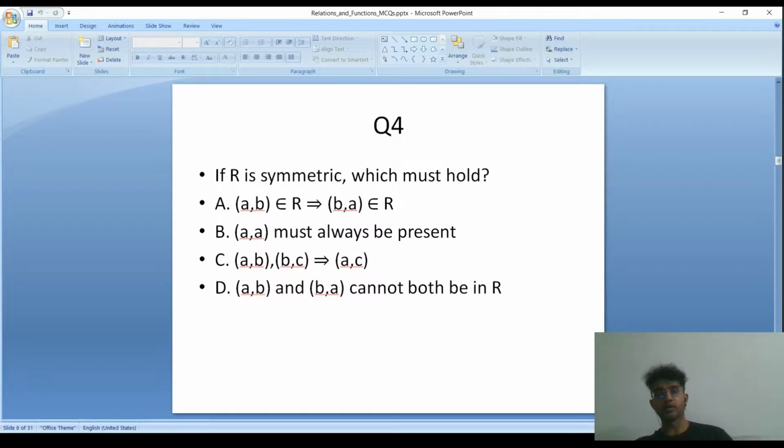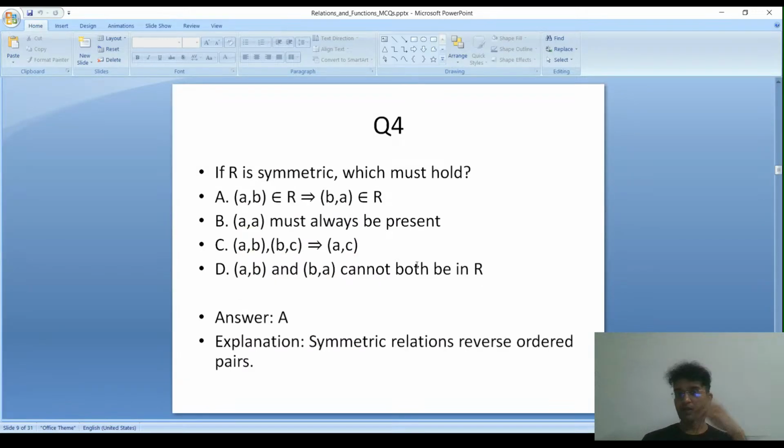So it's a symmetric relation. So what should be holding? All right. Most of you say A. That's indeed the right answer. Symmetric relations reverse ordered pairs, right? Perfect. All right. Next question.